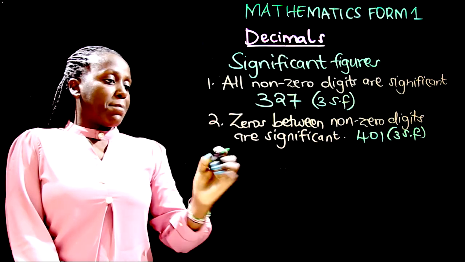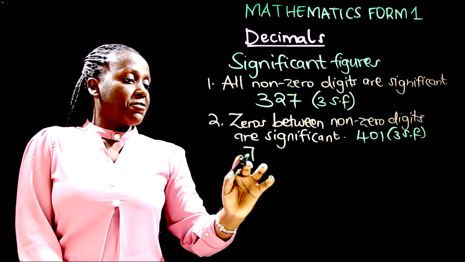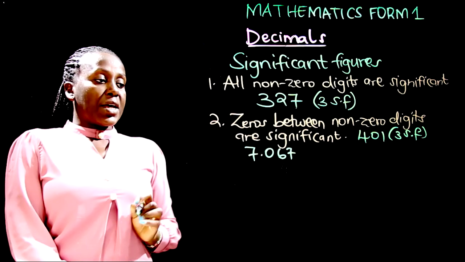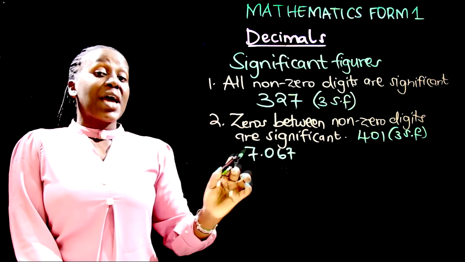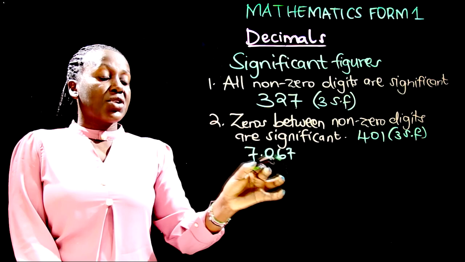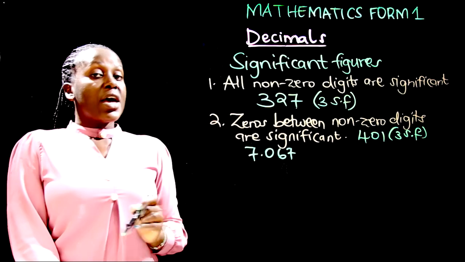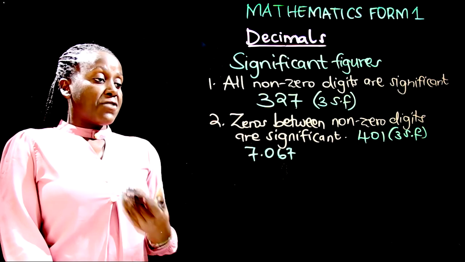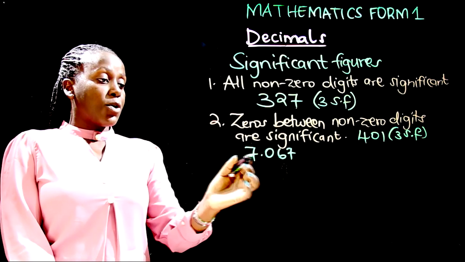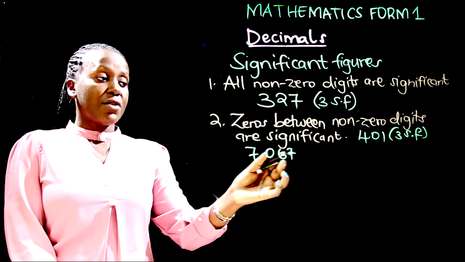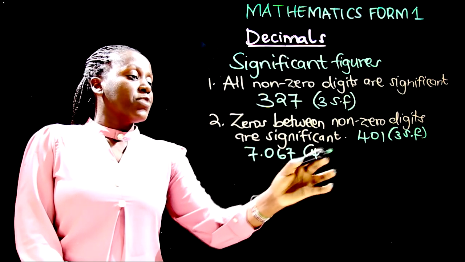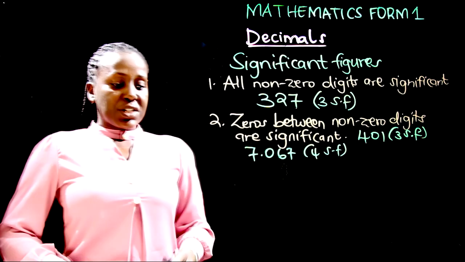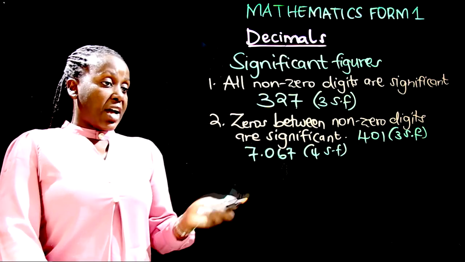What if you have a number like 7.067? Okay, you notice that the zero is between 2 non-zero digits. Therefore, the zero is considered to be significant. So the total number of significant figures that we have here are 1, 2, 3, 4. 4 significant figures. So when is zero not considered to be significant?